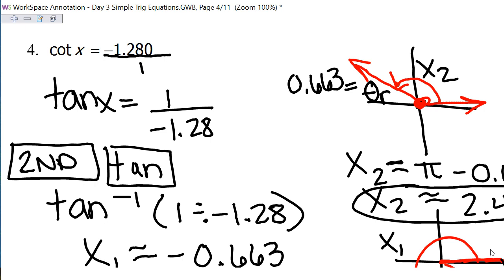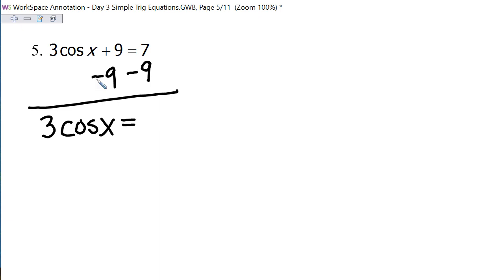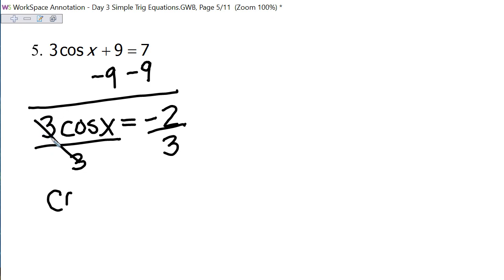Okay, number 5 is a little bit different. What you have to do with number 5 is first get the trig by itself. So what would be the first step to get cosine by itself? Subtract 9 from both sides. So this would be 3 times the cosine of x is equal to -2. And divide both sides by 3. And that gives us cosine of x is equal to -2/3.